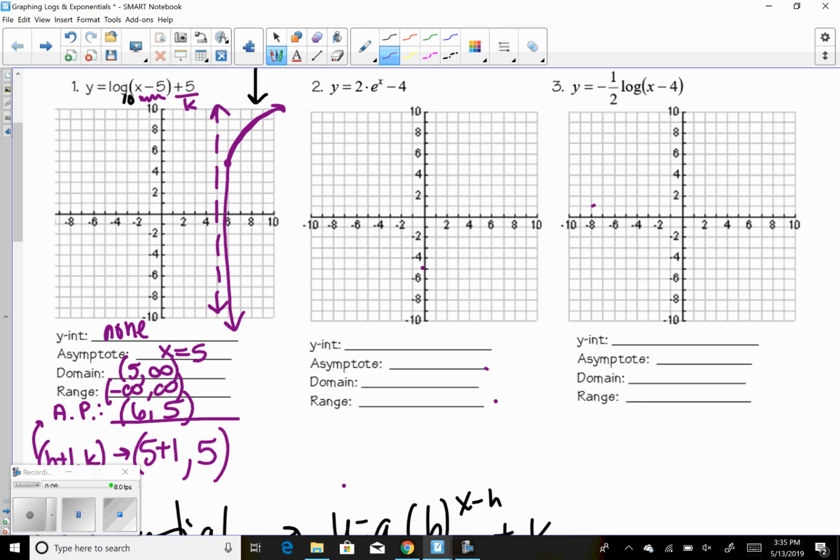All right, so let's just jump over to number 3 because 3 is a logarithm. Again, the base here is understood to be 10.